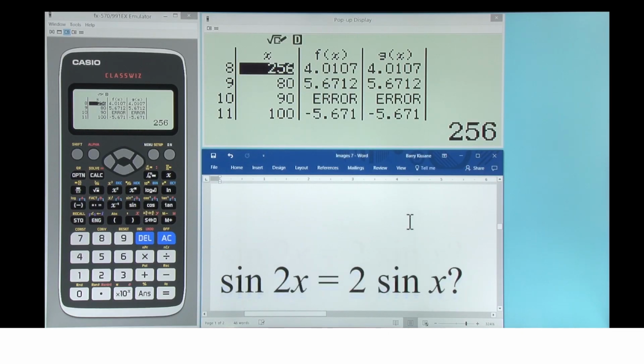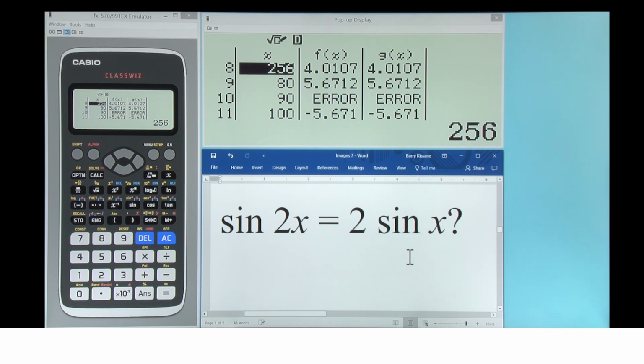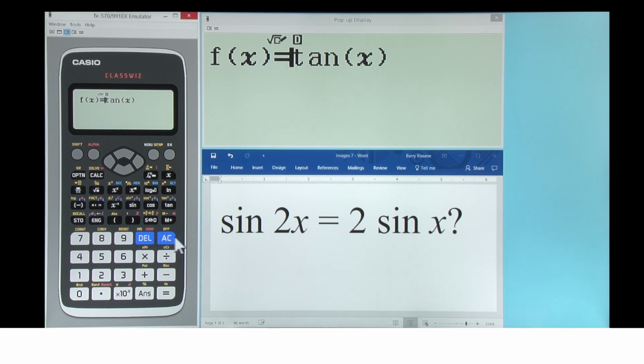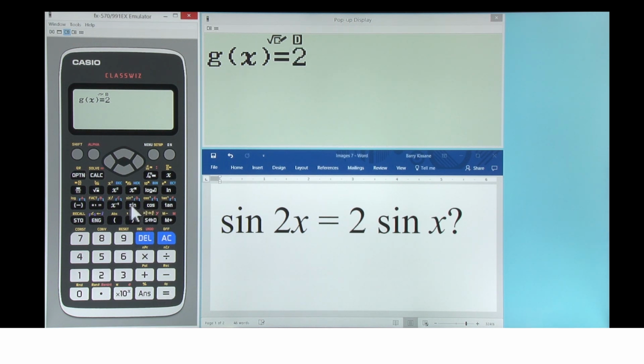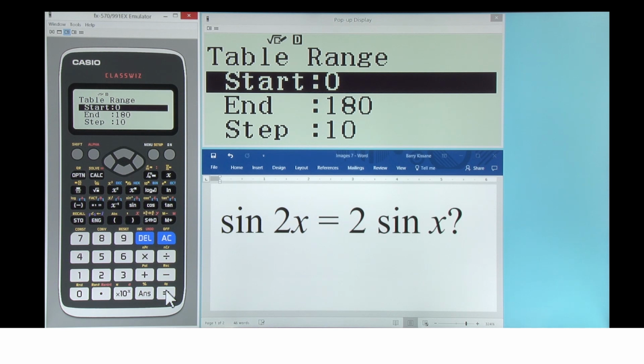So a natural thing to think is, if we get the sine of an angle that's twice as large, is it 2 times the sine? And so we can explore that on the ClassWiz. The sine of 2 times x and twice the sine of x, 2 times the sine of x, and see whether these are the same. We'll start with some values.